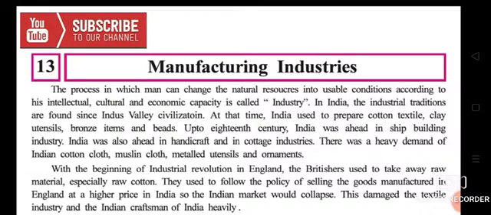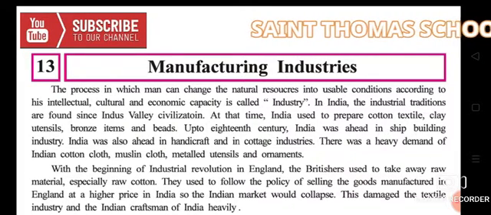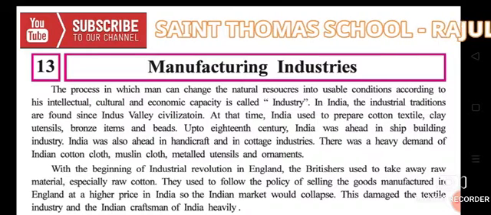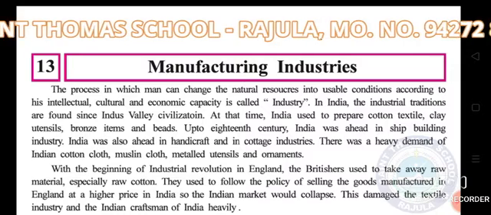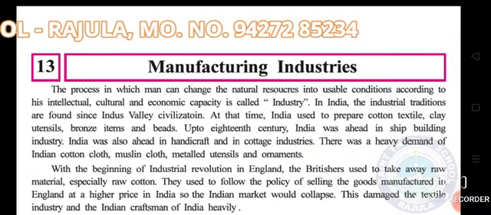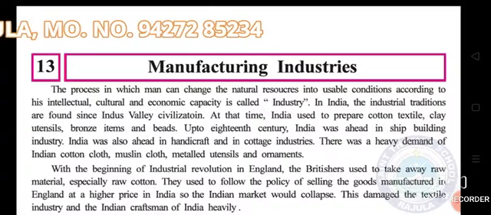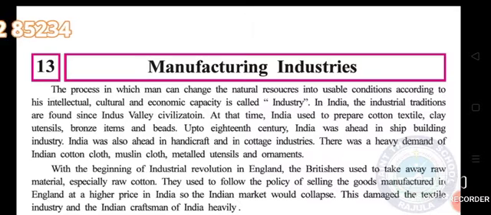Good morning, students. Today we are going to begin a new chapter, chapter 13, Manufacturing Industries. What is the meaning of manufacturing industries? Manufacturing is the production of products for use or sale using labor and machines, tools and chemical or biological processing or formulation. It is the essence of the secondary sector of the economy. So industries are very important for the economy of the country.